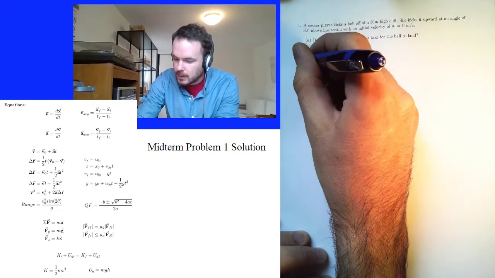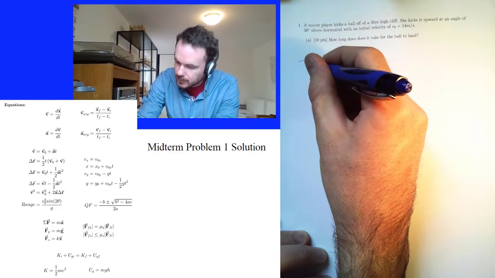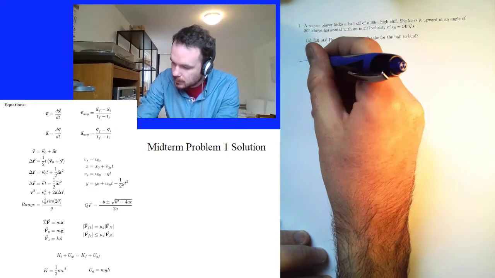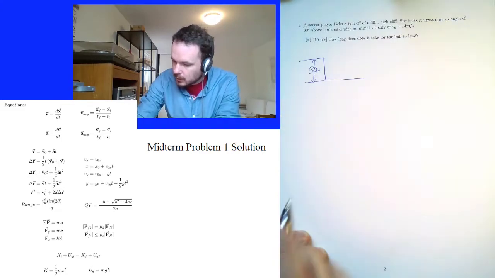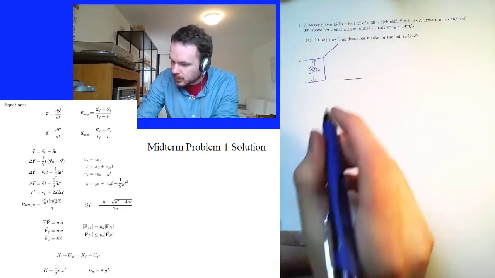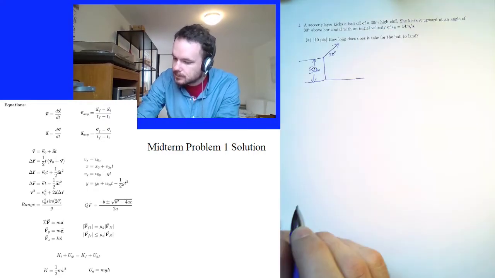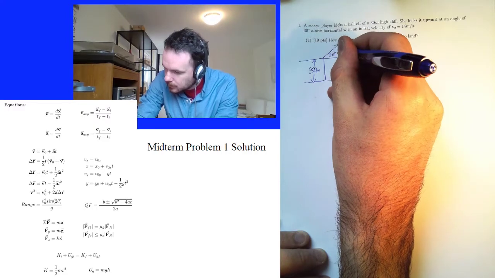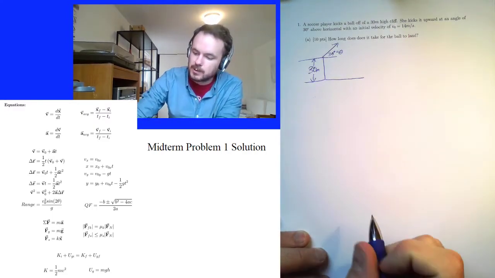So we've got a cliff here. Cliff is 30 meters high. And she kicks the ball 30 degrees above horizontal. So we'll call that theta. And the initial velocity is 14 meters per second.